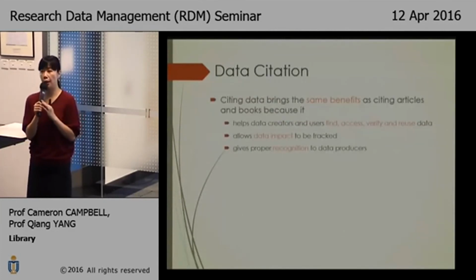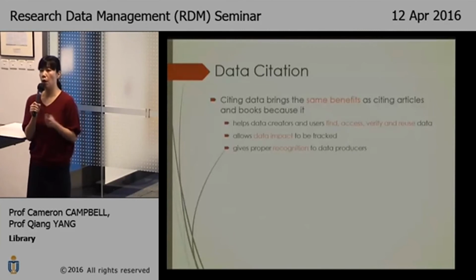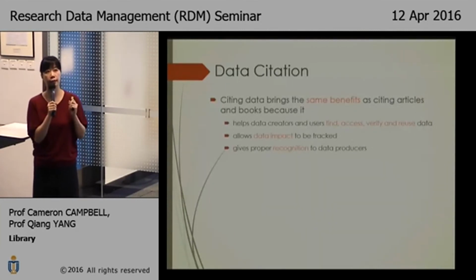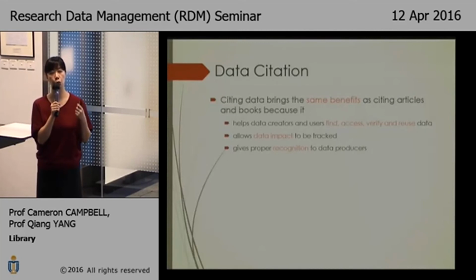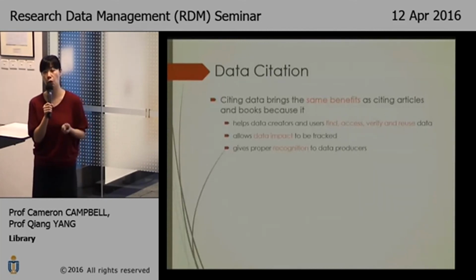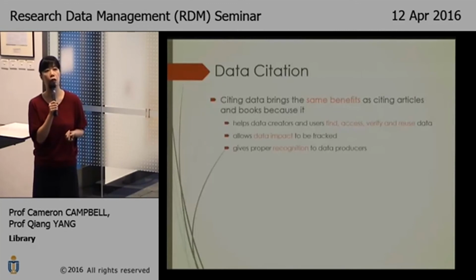Okay, somebody's taking a photo. All right. Data citations. I think you all know well about the benefits of citing articles. Citing data brings the same benefits as citing articles because it can help data creators and users to find, access, verify, and reuse the data. It can allow the data impact to be tracked. And it also gives proper recognition to the data producers.